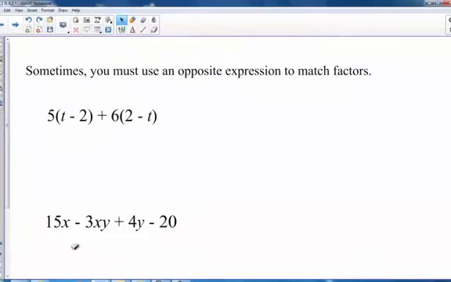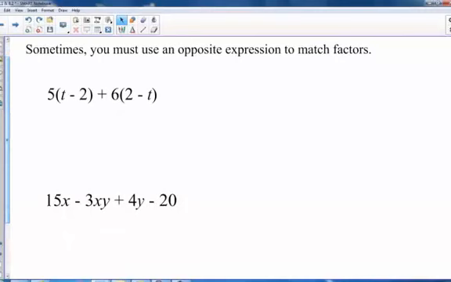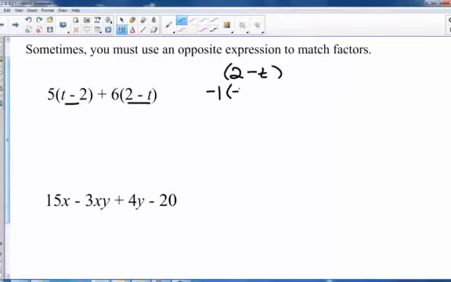All right, now this is the one small itty bitty tiny trick, and that trick is that these are so close to the same, yet they're not exactly the same. If I just look at 2 minus t, and if I factor a negative 1 out, I would have negative 2 plus t. So, if I make this a minus 6, I would have negative 2 plus t, which can also be written as t minus 2.